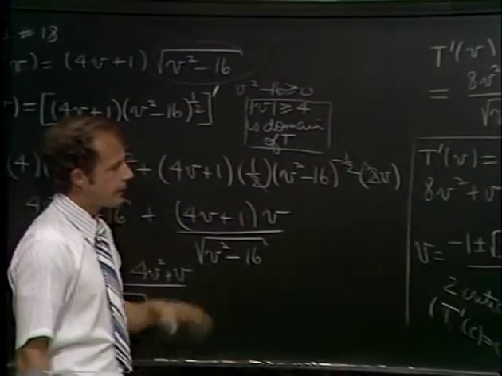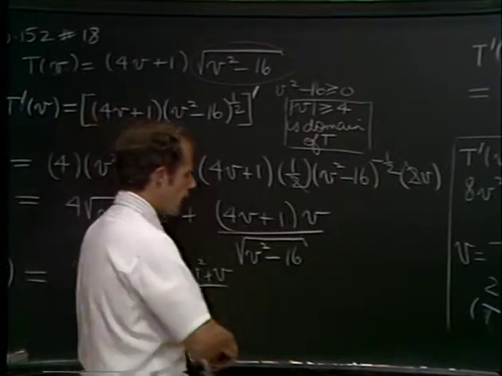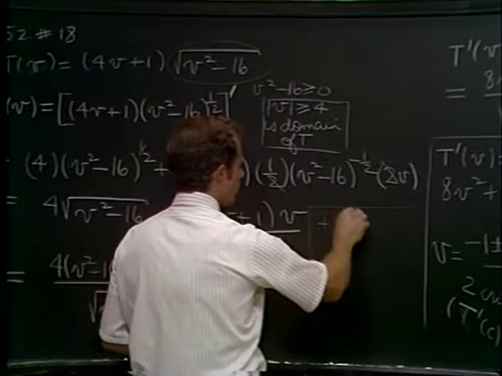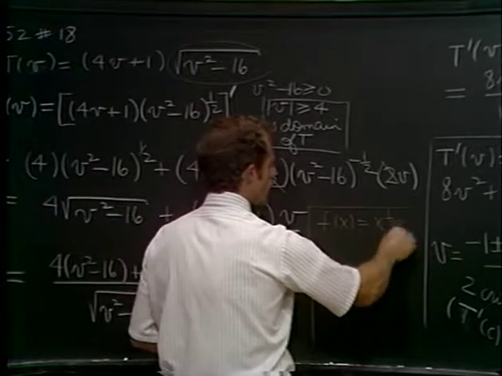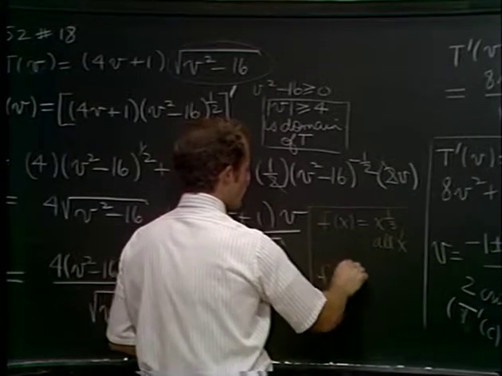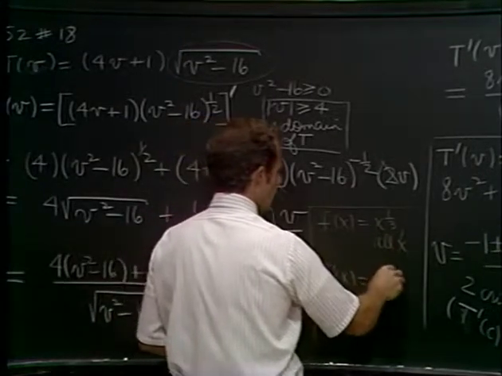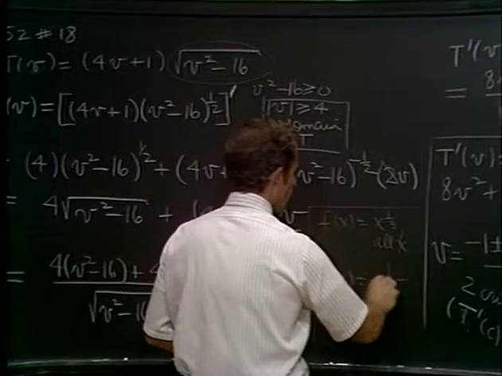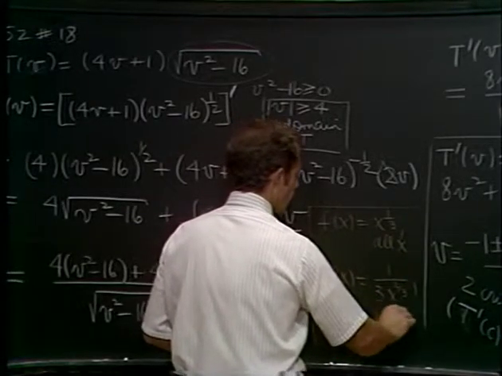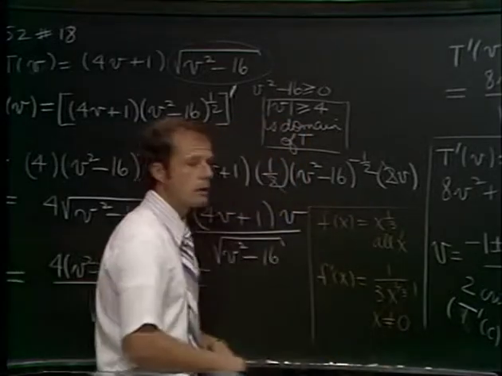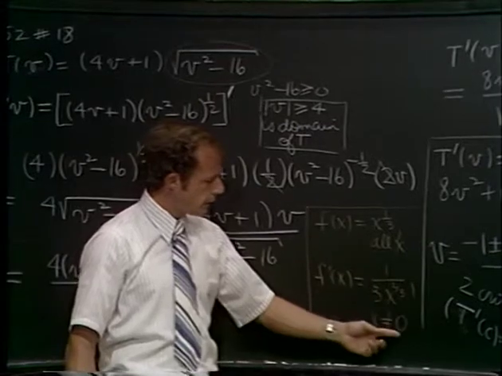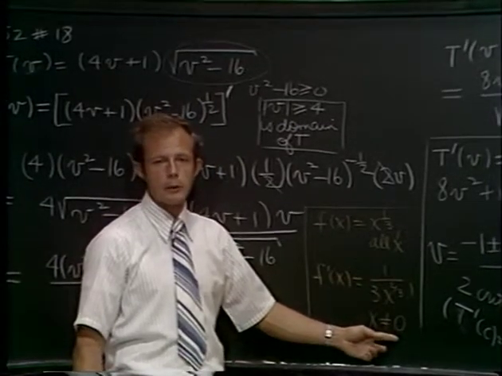That's not to say that this is the most common situation. Let me give you a quick example. f of x equals x to the 1/3. This is true for all x. But f prime of x, if you check it out, is 1 over 3x to the 2/3. And that's only when x is not 0. In other words, the domain of f has been decreased by 1 point, x equals 0.